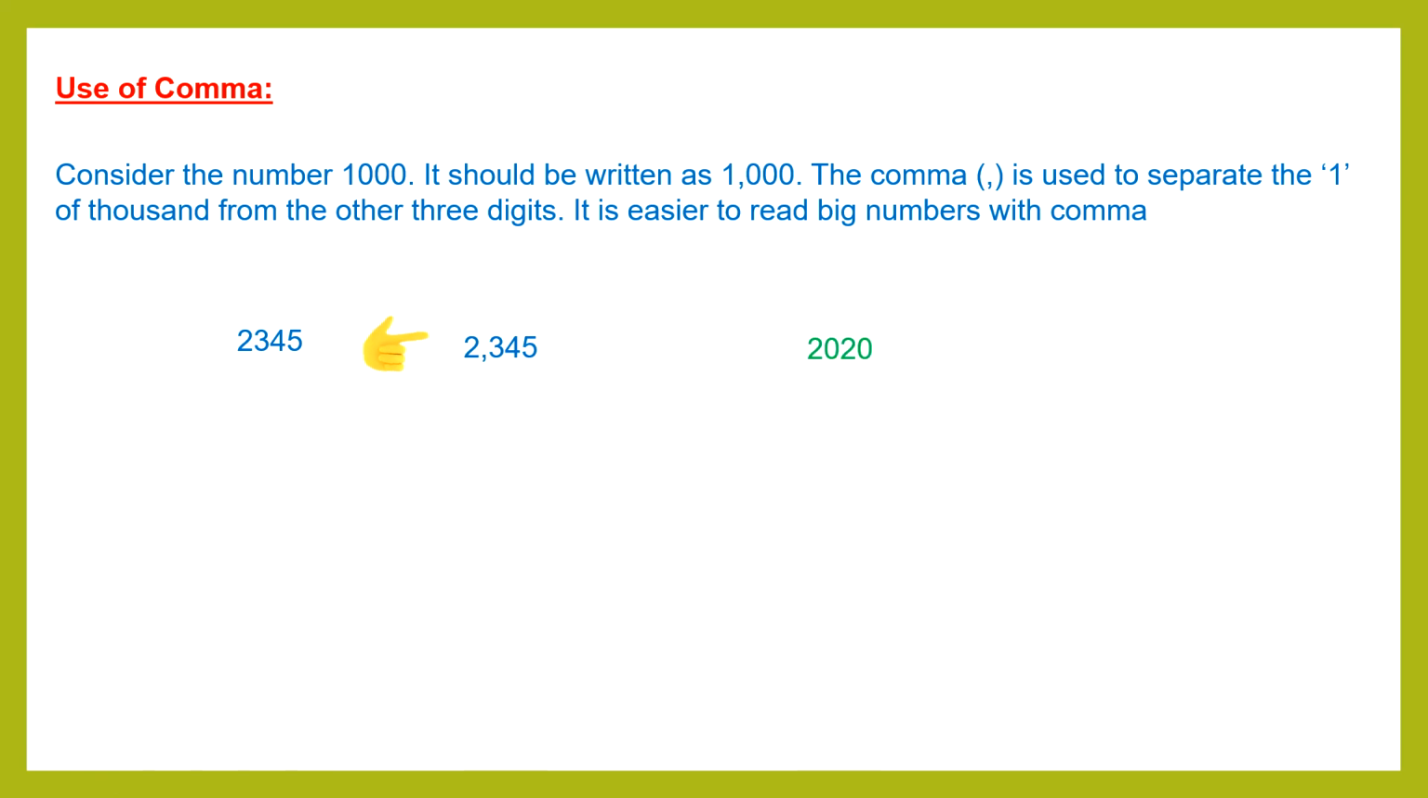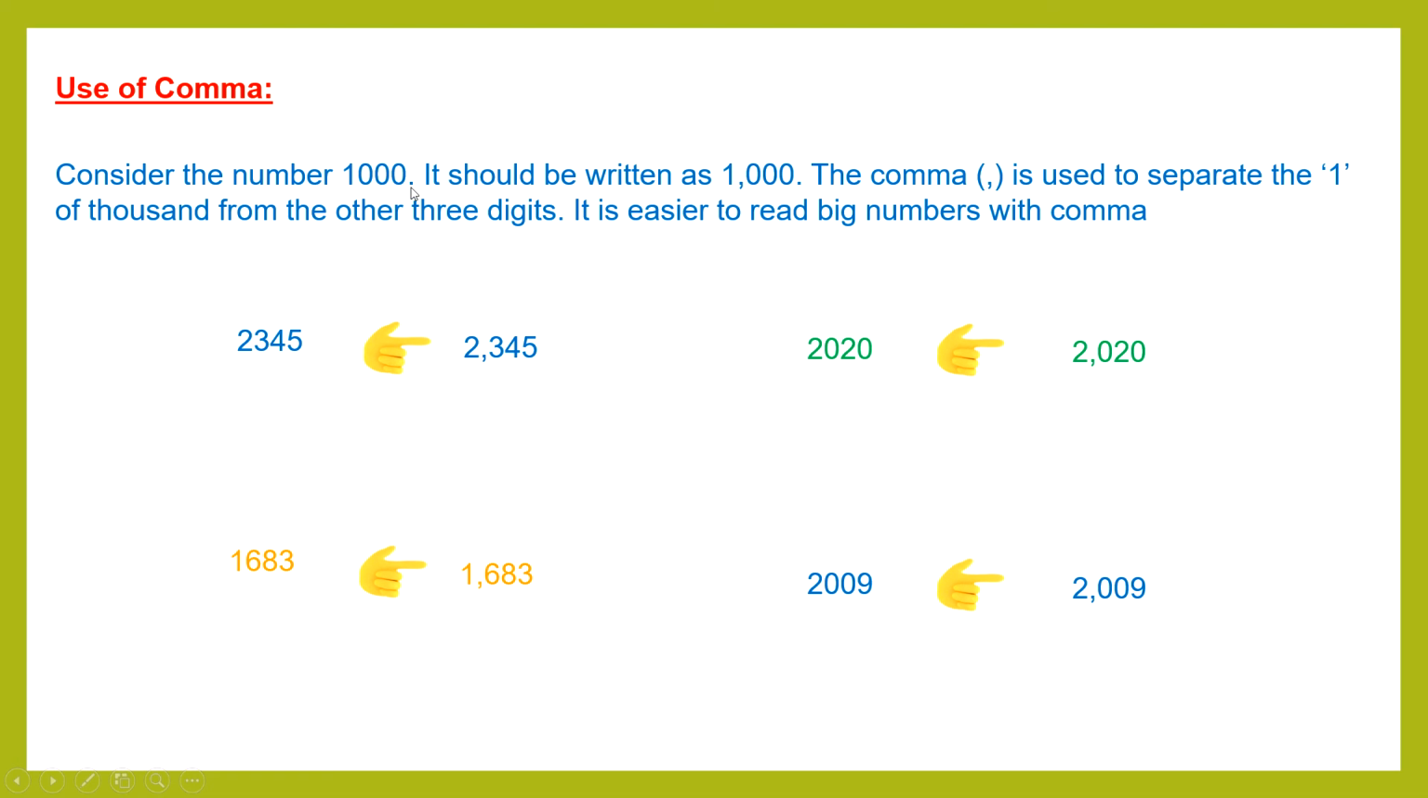Now we'll see the comma. If we add a comma, you can observe that reading a number is easy. So this is a 4-digit number. If you put a comma after the thousands place, you can easily read it as 2,345. Similarly, for this number, we kept a comma after the thousands place, then we read it as 2,020.